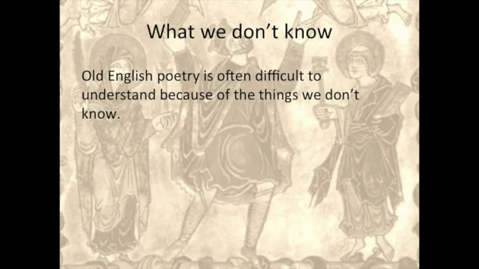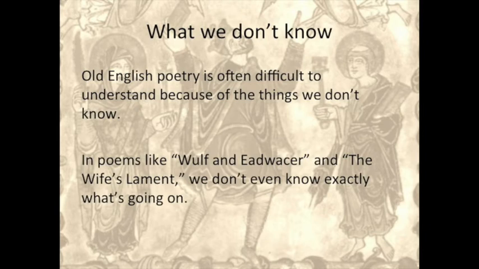But with poems like Wolf and Edwalker and The Wife's Lament, we're in much more complicated territory. Because in these works, we really can't tell what they're even referring to in many cases. And because so many Old English poems sort of refer to events obliquely, sort of assuming the audience can fill in the holes, we're at a real loss because we're not part of that original audience, and as a result, we have a real hard time filling those holes.